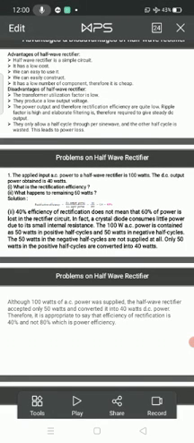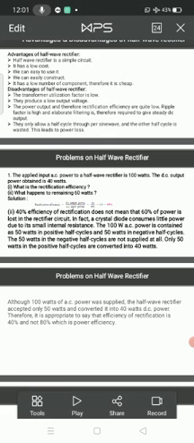Next, the fourth point: they only allow a half cycle through per sine wave, and the other half cycle is wasted. This leads to power loss.